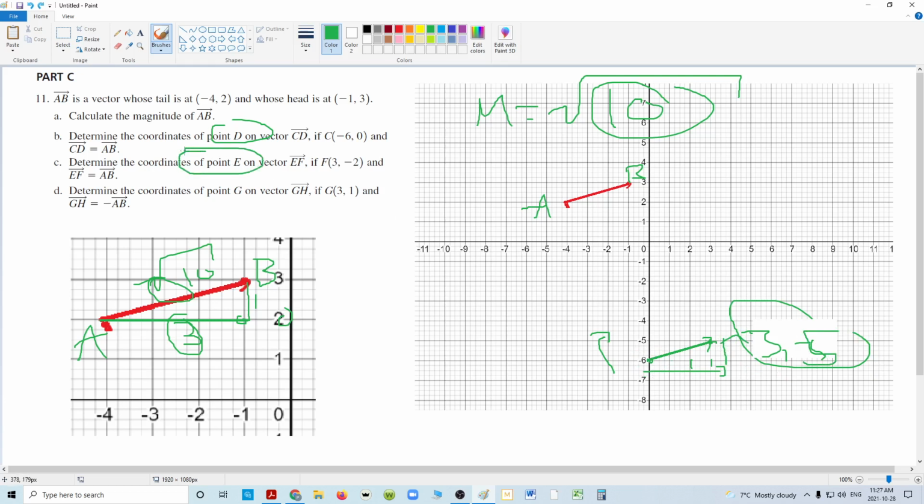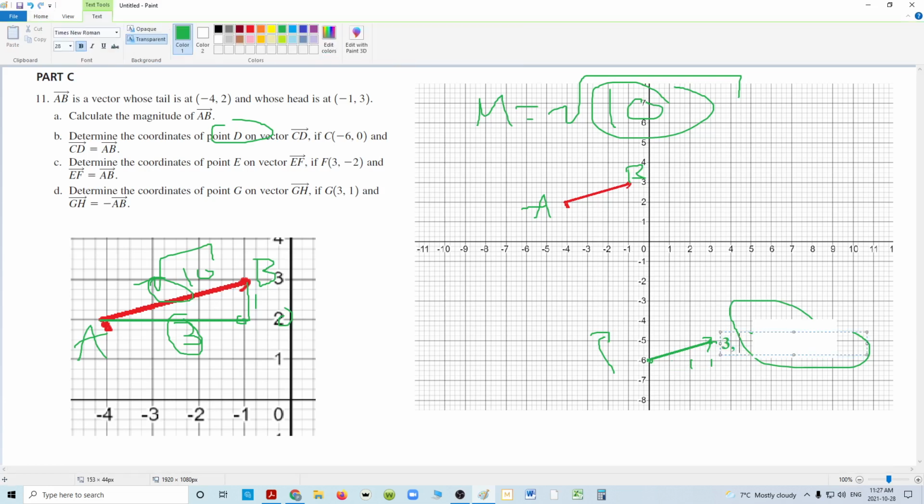Determine the coordinates of point E for the vector EF. If F is that, so that's the head, not the tail, and EF is the same as that. Okay, so we're now figuring out the tail of this one. I'm just going to write this down in clear letters down here. This endpoint is 3, -5.